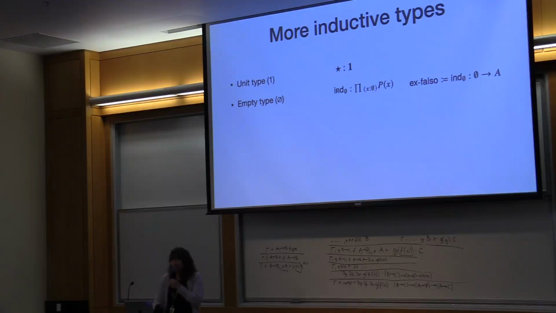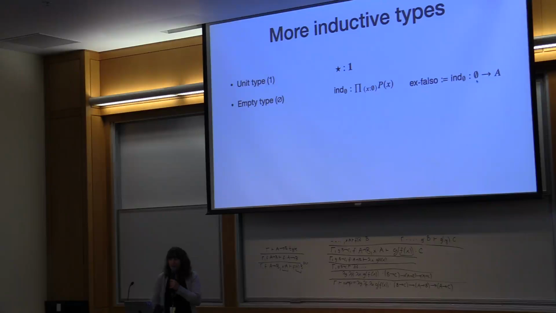And the induction principle says that, give me a term of the empty type, and then you can basically prove anything you want, right? And the non-dependent version is the so-called ex falso, which is the induction principle where the type is just non-dependent, and it's a special case. And this is the one that we usually use. So this basically says, from the empty type you can prove anything. If you give me an element of the empty type, you can prove anything.